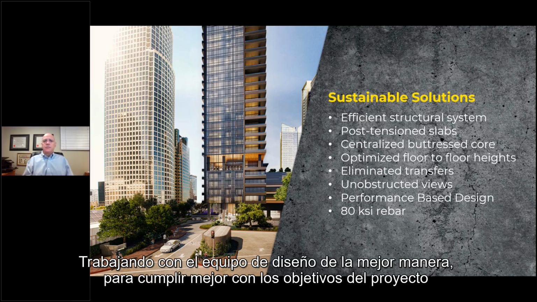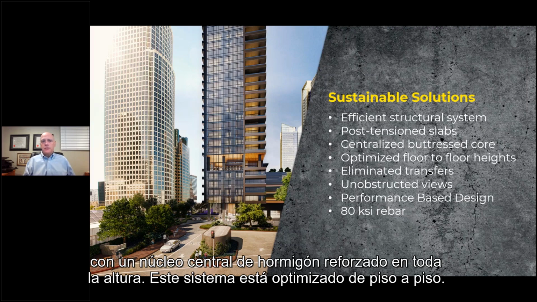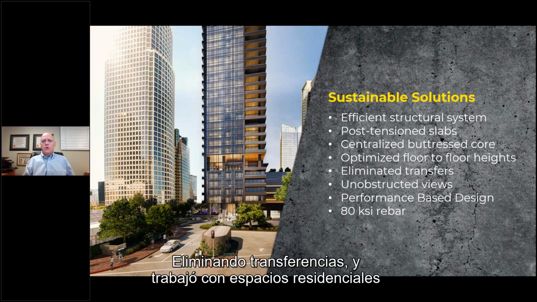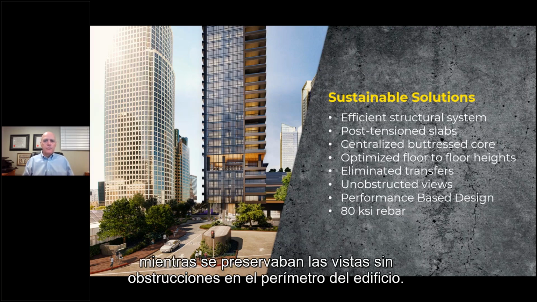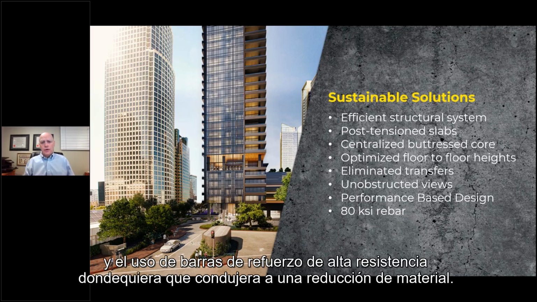In working with the design team, to best meet the project goals, the engineering firm proposed a cast-in-place post-tension slab with a centralized buttressed concrete core that tapered with height. This system optimized floor-to-floor heights, eliminating transfers, and worked with residential and public spaces to optimize net to gross floor ratios while preserving unobstructed views at the building perimeter. The firm's optimization also included performance-based seismic design and using high-strength rebar wherever it led to a material reduction.